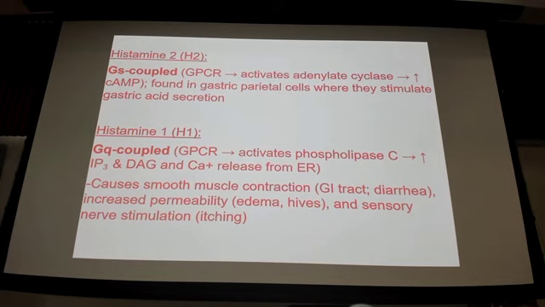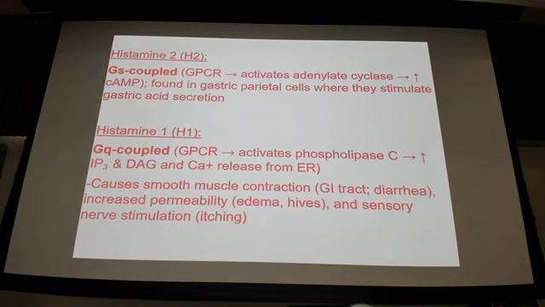And in our tissues, it's going to cause increased permeability of fluids, and that can lead to edema and hives. So, pro-inflammatory responses. Remember the G sub Q pathway. G sub Q is different than G sub I and G sub S. It's a unique pathway, and it causes the activation of phospholipase C.